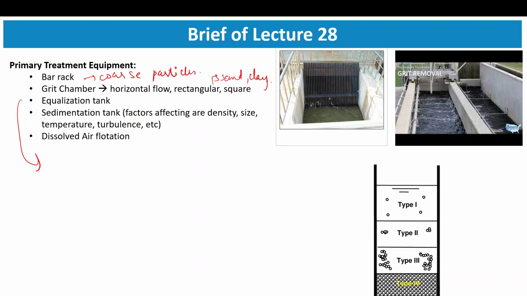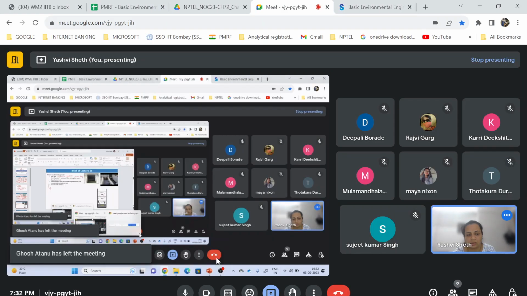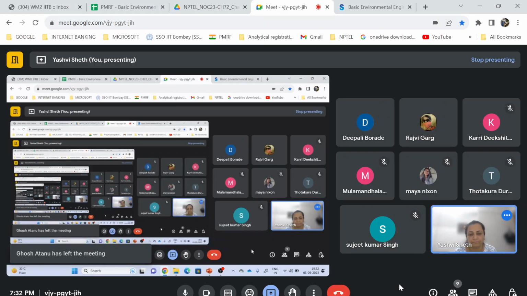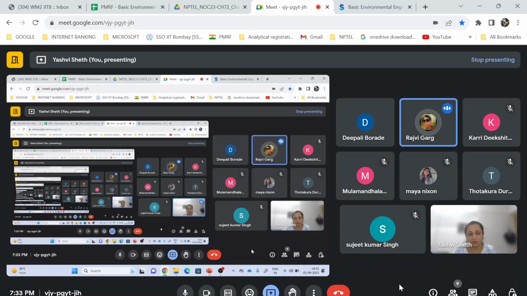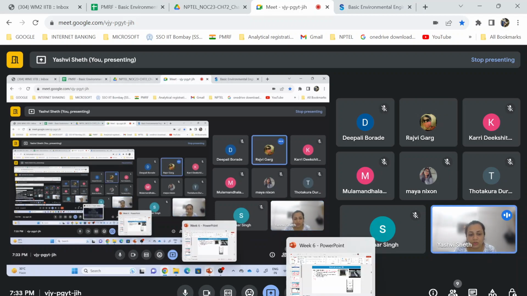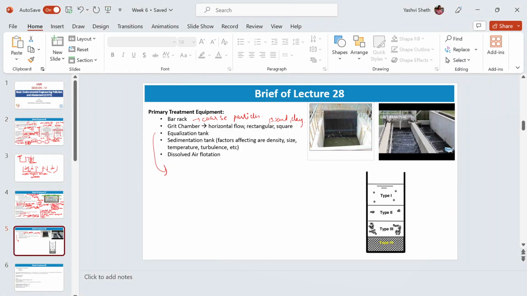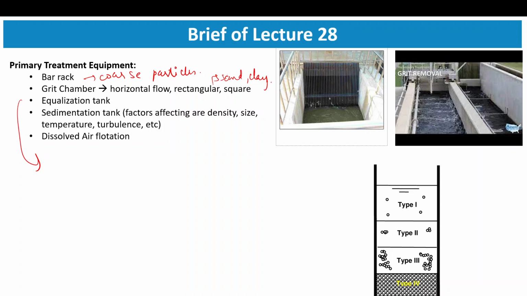Now can anyone tell me why the equalization tank, which is a major equipment, is required in industries? Ma'am, to remove oil and scum. No, I am talking about equalization. There is some hint in the name itself, so you can guess. Maintain the pH. So yeah, pH is obviously one such parameter, but it is not the only parameter.